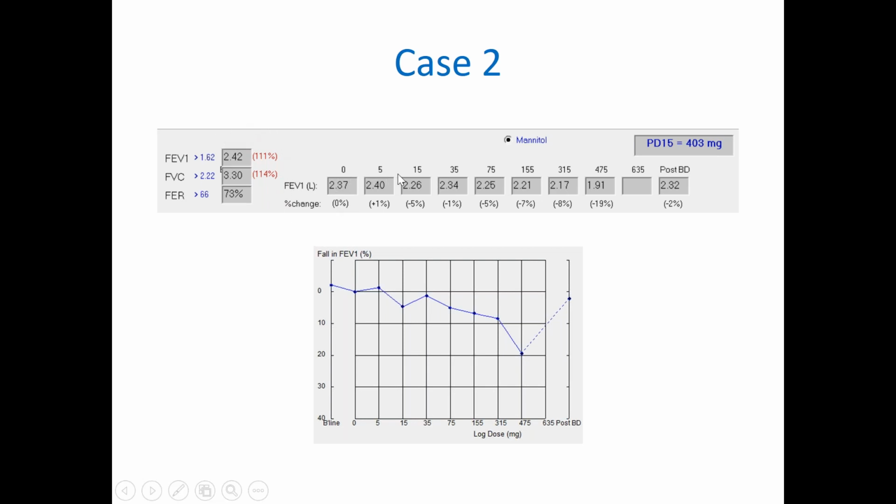These are all the cumulative doses of mannitol that she had, and you can see that after 475 milligrams of mannitol being inhaled, she had a 19% fall in her FEV1. The threshold for a positive challenge with a mannitol challenge is 15%. So as you can see, her FEV1 fell, and then after we gave her bronchodilator, it returned to being very similar to her baseline levels. So this would suggest that she has current asthma.